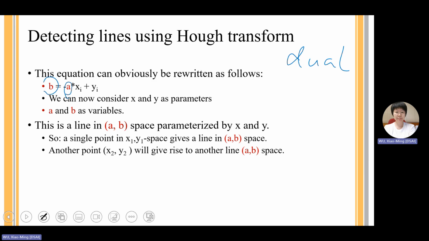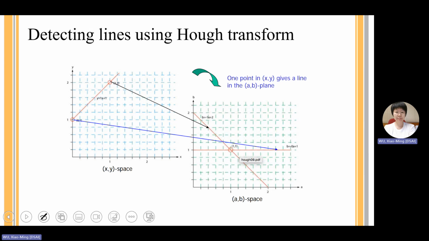and the parameters become xi, yi. So this is the original XY space, while this is the AB space. We call the AB space the dual space. So in the original edge map, which is the XY space, we have two edge pixels that belong to the same line. Then each edge pixel will give a straight line in the AB space.